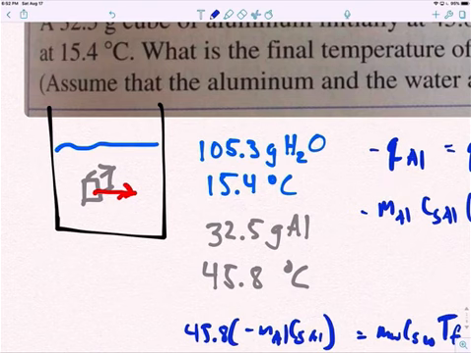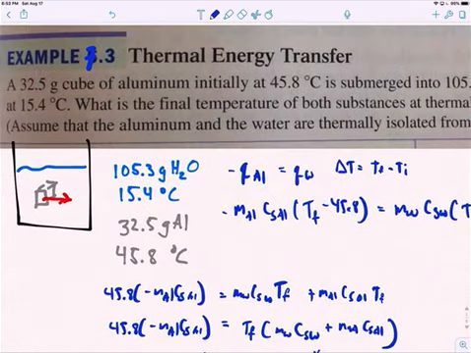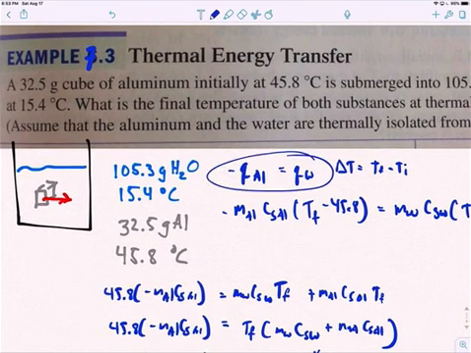The energy leaving the system, the aluminum block, is negative. So remember, energy leaving the system is negative. For the water system, the energy flow is positive. The water is going to heat up. So, as written here, the heat leaving the aluminum is going to be the heat absorbed by the water.